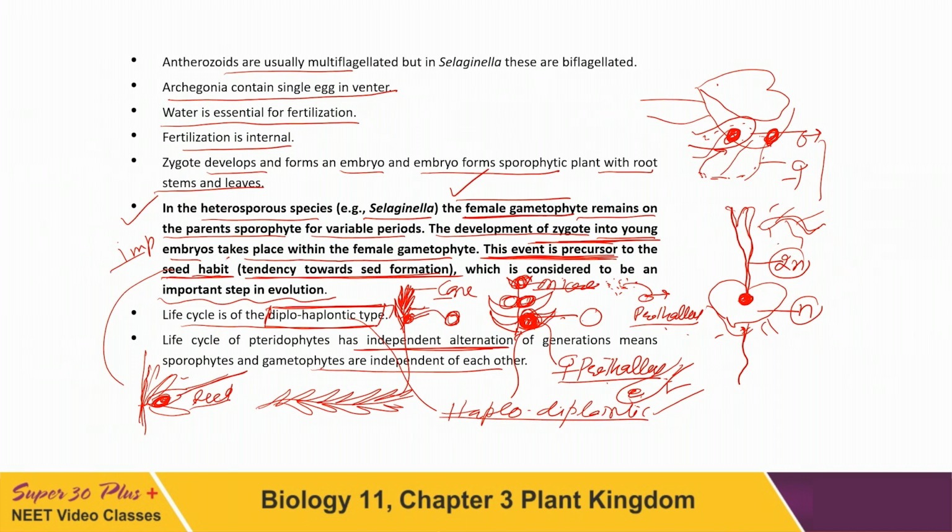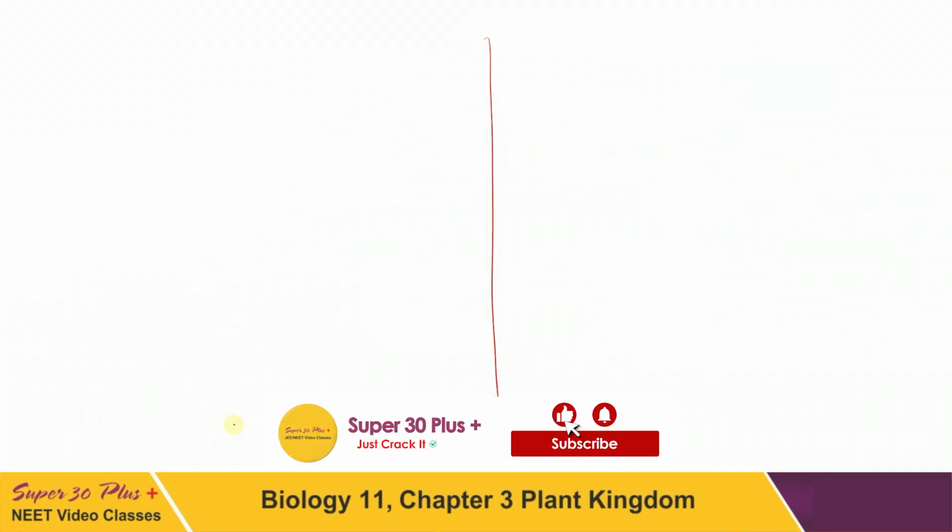Now I'll give a little detail of this. I may summarize what we have seen so far. You see, children, the pteridophytes are of two types. One is homosporous. Yes, most of the pteridophytes are homosporous. We are taking an example of a fern.